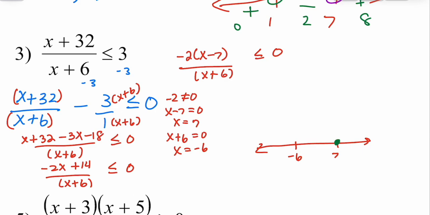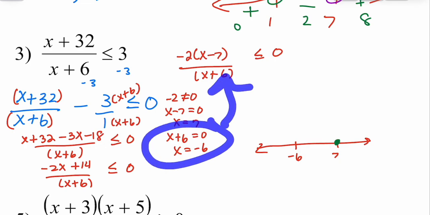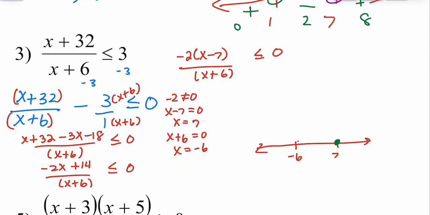X plus 6 came from the bottom. This factor came from our denominator. It is always open no matter what. So any factor from the bottom is always open. Any factor from the top is determined by the symbol in the problem.